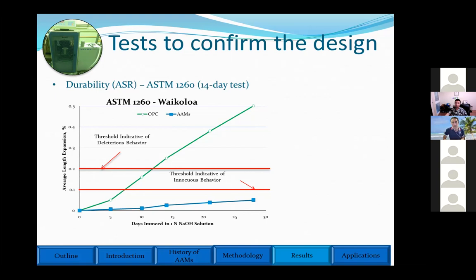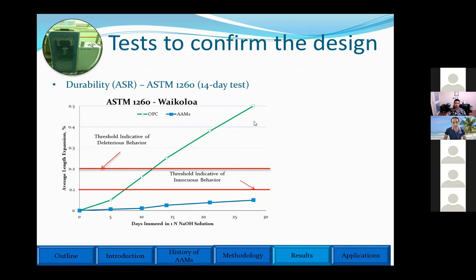So the problem is that some specific type of aggregate has reactive silica in it, and then over time, this reactive silica reacts with the alkalis inside the concrete, inside the cement. It reacts, it expands, and the concrete cracks and causes serious problems. We can call it the cancer of the concrete. It means that we cannot do anything for our concrete after alkali silica reactions.